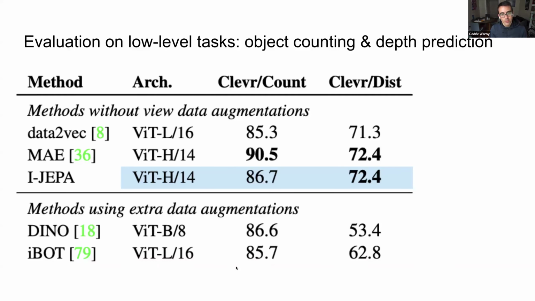Again, I'm trying to spend more time on the V-JEPA results later. And again, here it performs fairly well on low-level tasks, even though we expect MAE to be better at this because they are forced to generate from their embeddings into pixel space, and the loss happens in pixel space and not in embedding space. And MAE does perform better in both cases here.